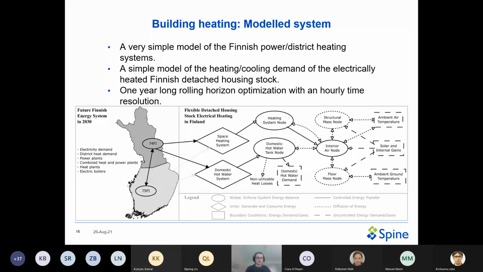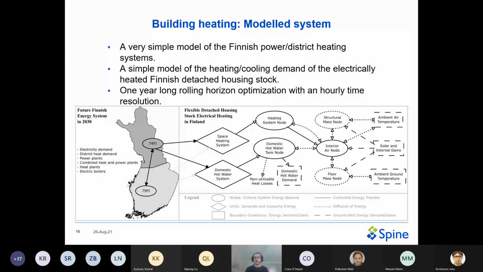But basically, on the left here, I have the illustration of the very simple model that we had for the Finnish power and district heating system. So basically, Finland was just divided into two nodes, one for southern Finland and one for northern Finland. And for each of these nodes, we had time series for electricity demand, district heating demand, as well as very simple aggregated capacity, like generation technology type modeling of the power plants.